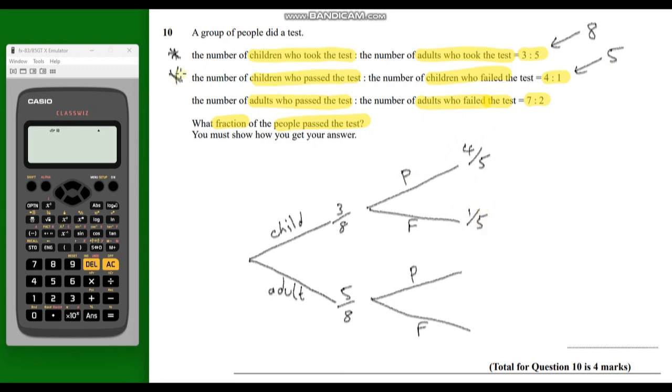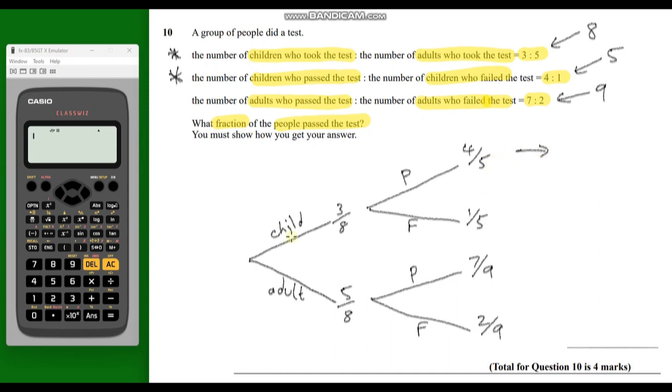That's that one. Now if we do the same for the adults, the ratio is 7 to 2. So there are 9 parts in total: 7/9 passed the test and 2/9 failed the test. Now let's look at the question. What fraction of the people passed the test? That's going to be the children who passed the test and the adults who passed the test.